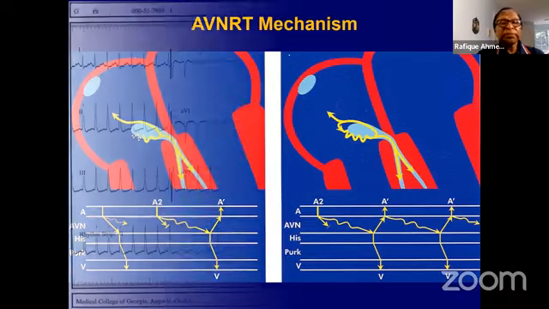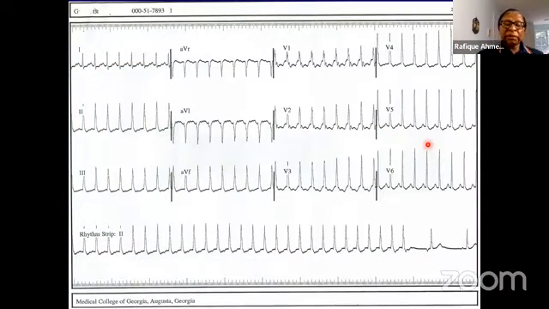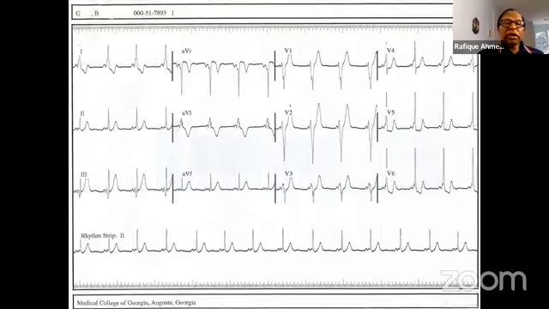Naim, thank you. So this is another example of reentry. This is a narrow QRS tachycardia. If I imagine there is a P wave in the middle. So this is a patient with WPW syndrome. You can see clear pre-excitation.